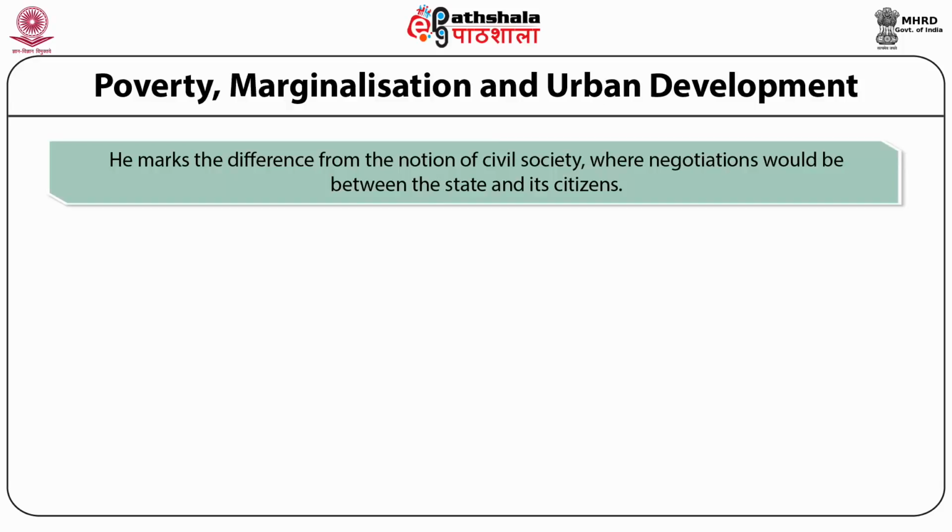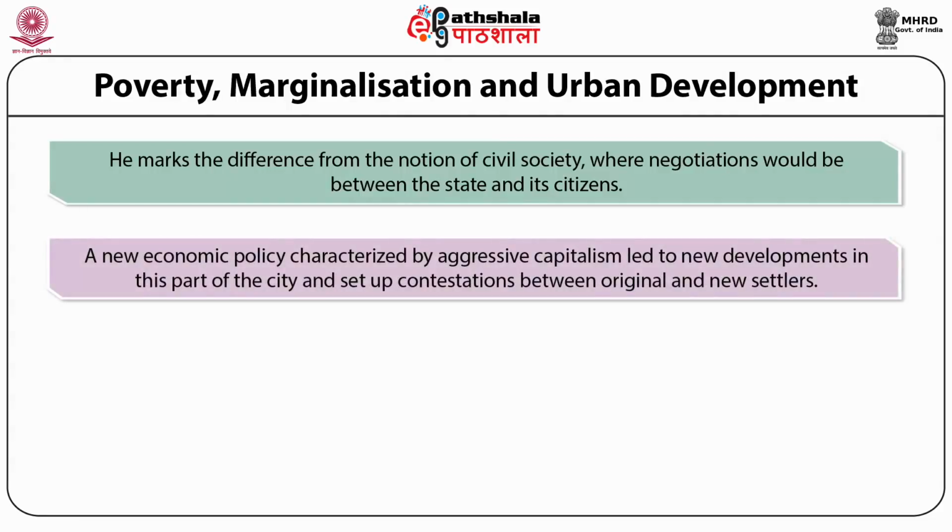Despite such arrangements, however, since the late 1990s, several eviction measures have taken place in Kolkata, many of which have been in the eastern fringes of the city. A new economic policy approach characterized by aggressive capitalism led to new development in this part of the city and set up contestations between original and new settlers. In her book, City Requiem, Ananya Roy examines these new economic and political developments in Kolkata and explores the dynamics of gender and class in persistence of poverty.